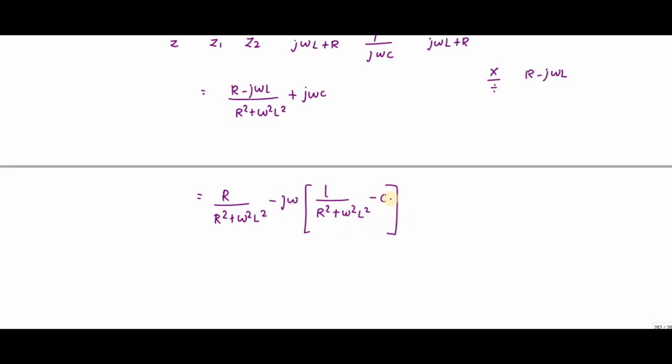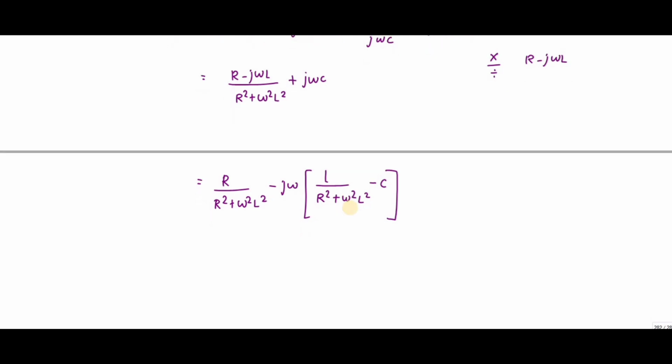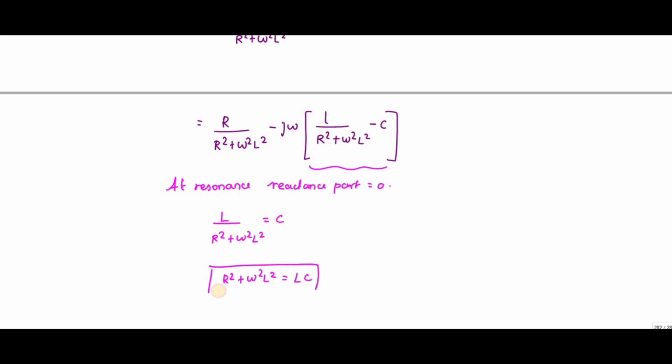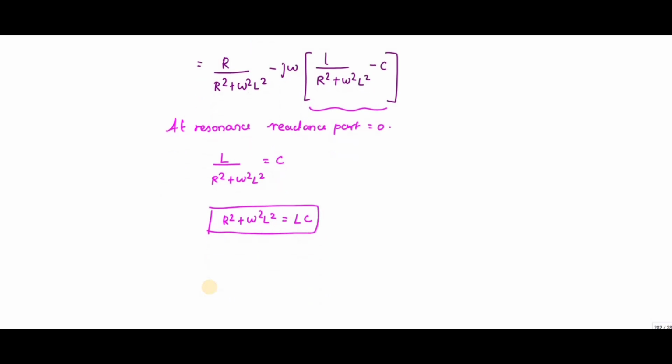So we know that for resonance, the imaginary term becomes zero, right? So at resonance, this is nothing but the reactance part, which is actually the susceptance, and it is equal to 0. So I am going to equate this whole term to 0. If I do this, I can write R square plus omega square L square is equal to L by C.